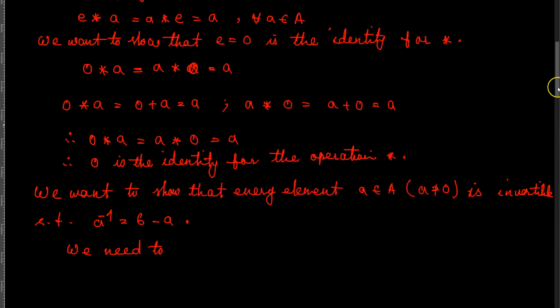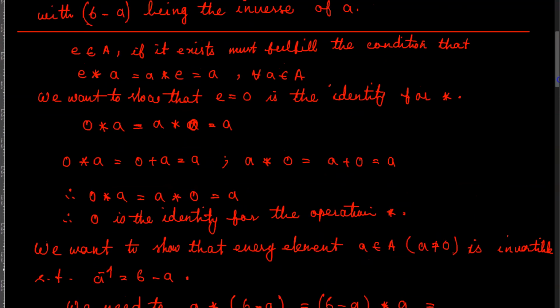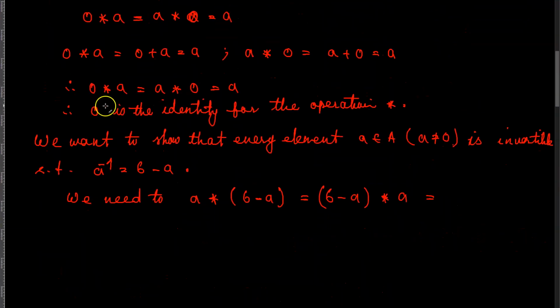So we need to show that if I pick any element here, assuming that A is not equal to 0, A star 6 minus A is equal to 6 minus A star A is equal to the identity element. And the identity element here is 0, right?